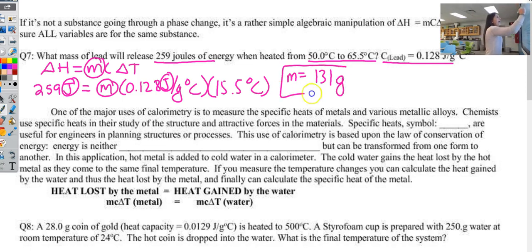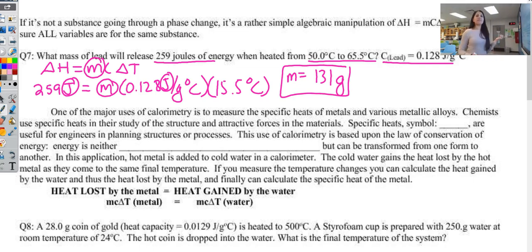Then people end up asking me, what about the sign? No sign. The only thing that will get a sign is delta H. So it doesn't make sense to give mass a sign. You can't say negative 100. So make sure it makes sense when you go to solve these problems, okay?